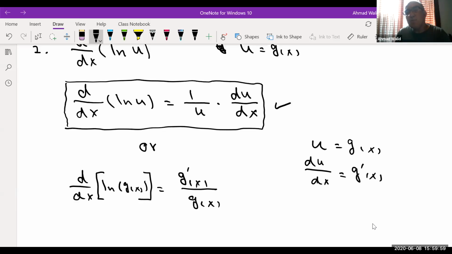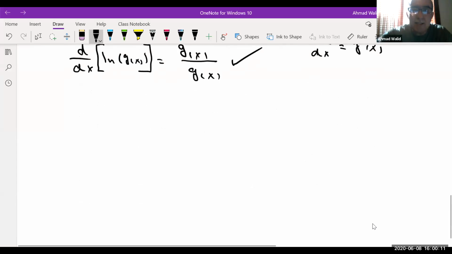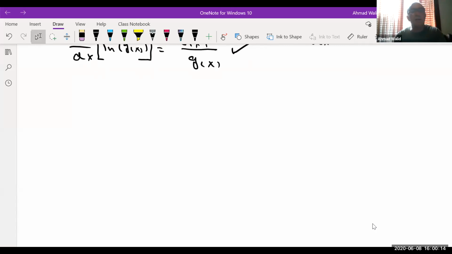If you use this one, for some of you, maybe it's easy to go this way, or for some of you, maybe it's easy to go this way. Which one you use, it doesn't matter. It's the same, correct? Now, let's practice at least 1 or 2 examples for this formula.